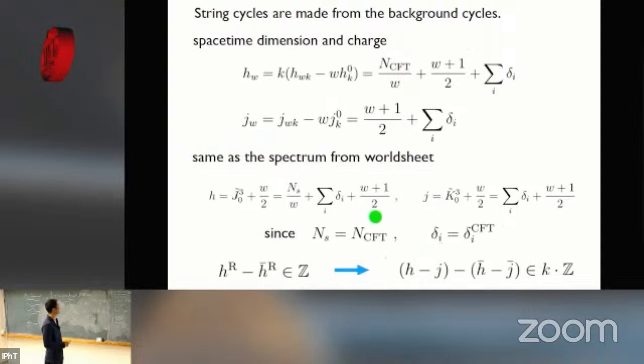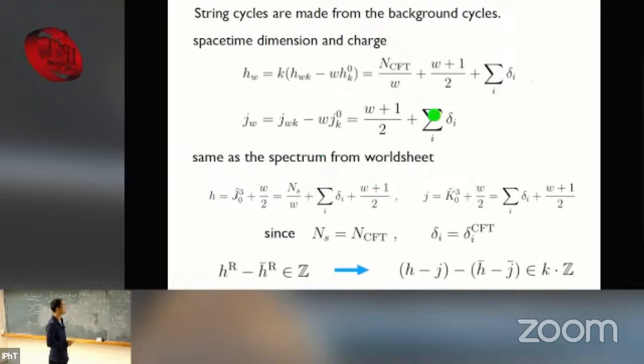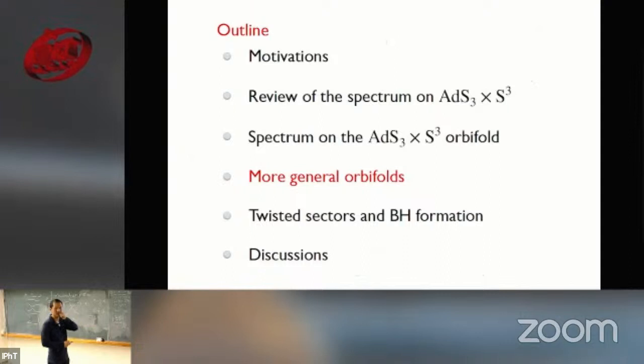Notice that we need to build the string cycles from the background cycles, so we have to subtract the background energy. We do this subtraction here, and also we rescale the dimension by k, because the original one-cycle becomes a three-cycle. So the radius of the new three-cycle is 1 over 3, not 1, and we have to rescale this energy. If you do all this, you get the dimension and charge, and they are exactly the same as the spectrum from the worksheet. We already know they have the same field content. You can also understand the orbifold projection from the requirement that in the Ramond sector, the left- and right-moving dimensions should differ by an integer. Any questions?